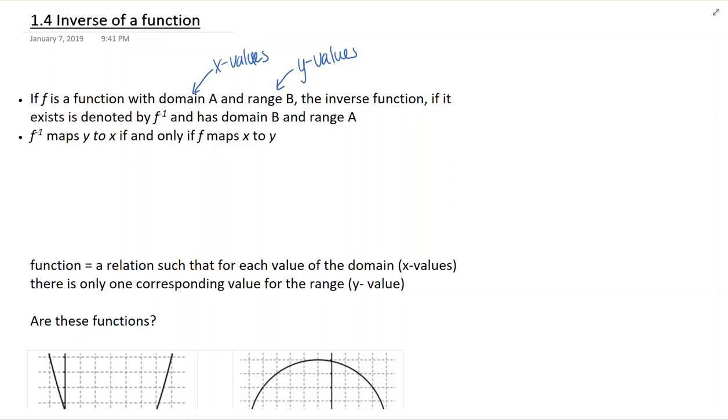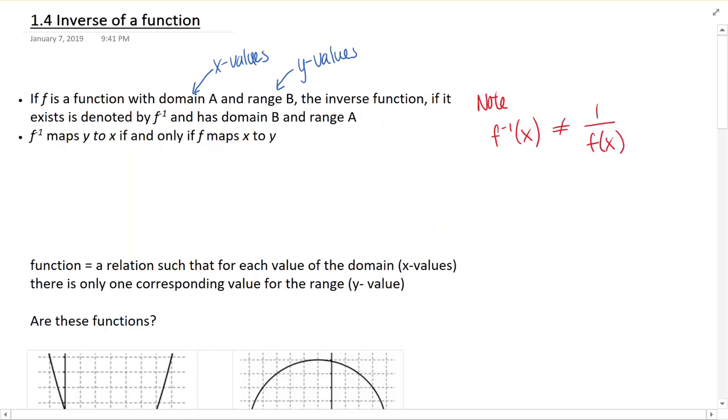So one thing I just want you to note down, just to be aware here, is that when we're talking about an inverse of a function, this does not mean the same as the reciprocal of a function, okay? So two different things. All right, moving on.